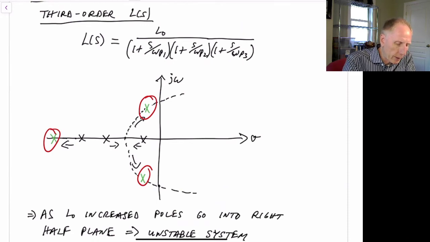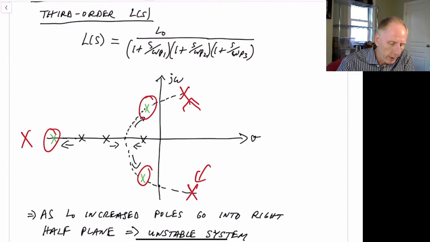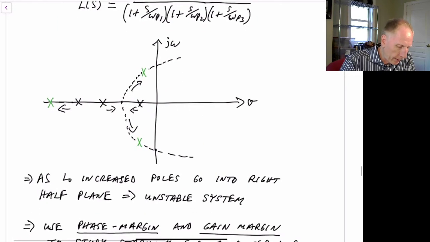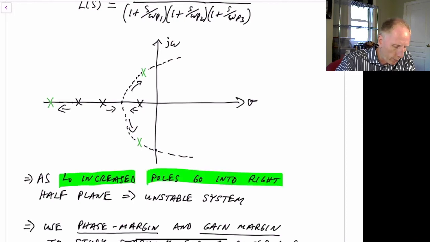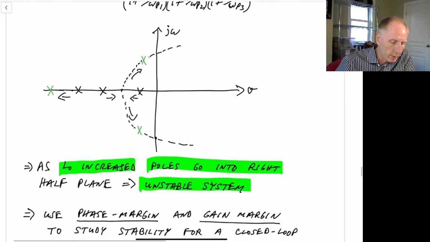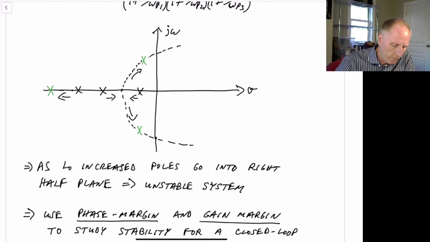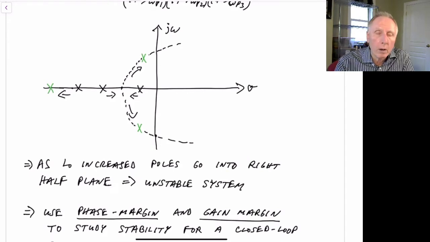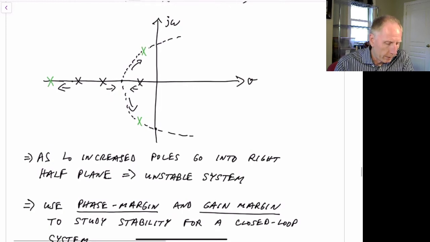And if L naught keeps increasing, you could end up with poles in the right half plane over here to the right, and you'd have an unstable system. So in this case, for the third order system, as L naught is increased, our poles go into the right half plane, and we end up with an unstable system. So we need some method to figure out whether our closed loop system is going to be stable and how stable it's going to be.